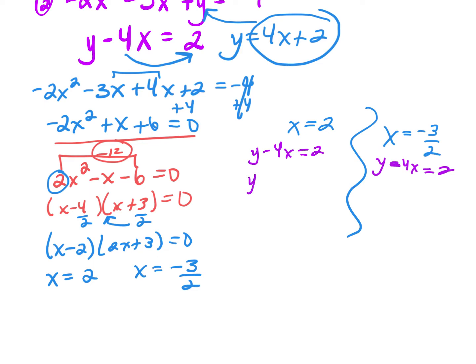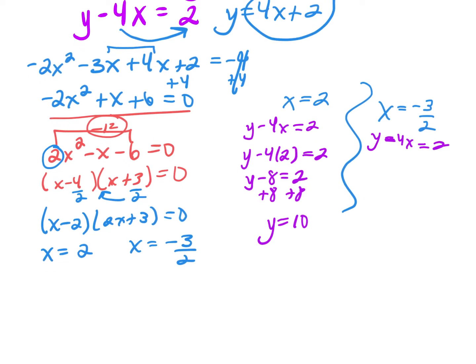So I say y minus 4 times 2 equals 2. Y minus 8 equals 2. I'm going to add 8 to both sides. So y equals what? 10. So my ordered pair is 2 comma 10.